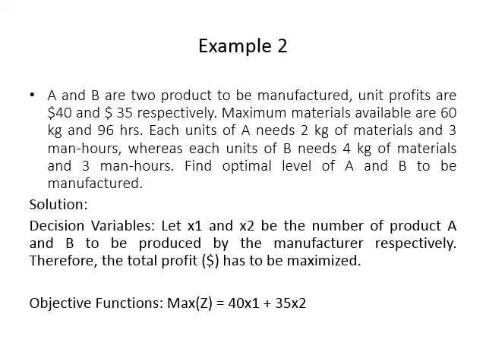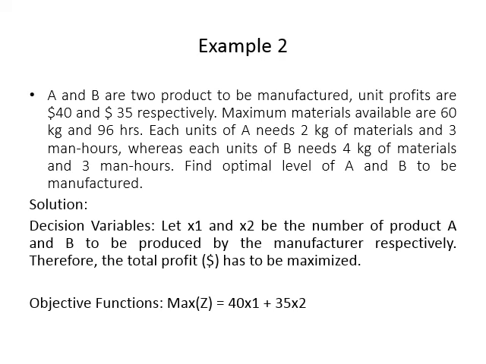Example 2. A and B are two products to be manufactured. Unit profits are $40 and $35 respectively. Maximum materials available are 60 kg and 96 hours.